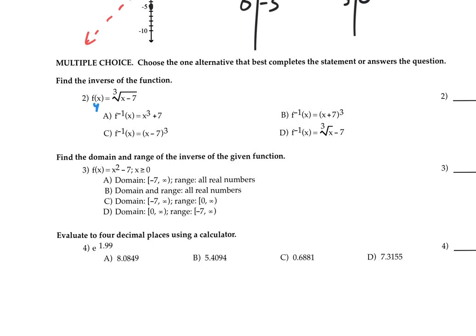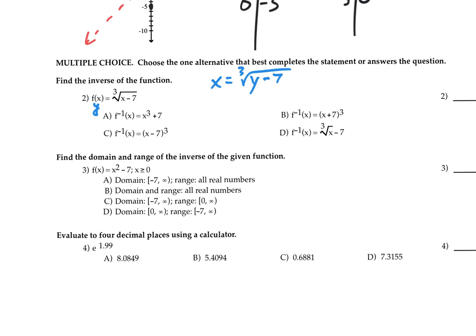On number 2, f of x is really the same as y. So it's really y equals the cube root of x minus 7. So when we do the inverse, we're going to flip the x and the y again. And when we solve this one, because we're trying to write the inverse of the function, then we're going to have to solve it for y.